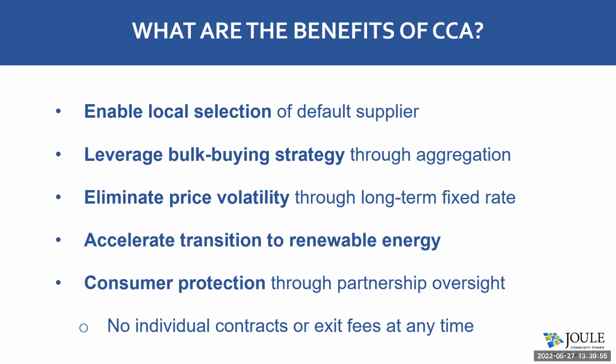Additionally, it also helps to eliminate price volatility through long-term fixed rate contracts. So our contracts are typically 1, 2, or 3 years. And this offers a benefit over that variable electricity supply rate that you most likely currently pay through the utility. So you know going in what the rate is going to be, what rate you're being charged for your electricity supply, and never have to guess if your electricity supply side of the bill is going up or down.